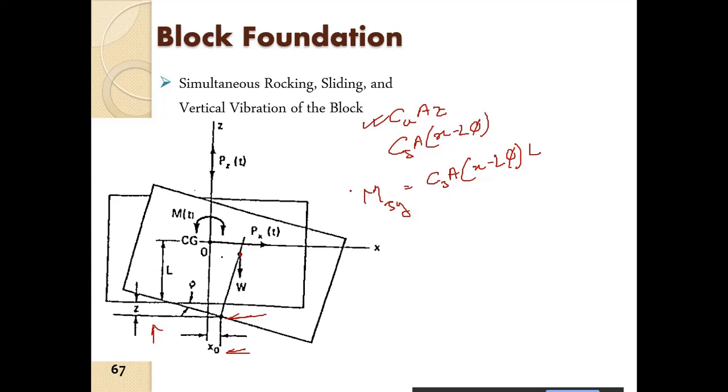Apart from that, we have the moment from the soil resistance. So we have M r is equal to C phi into the angle of rotation into the area moment of inertia of the base foundation. Then apart from that, we have the moment due to the displacement of the CG. So M CG is equal to W into L phi.